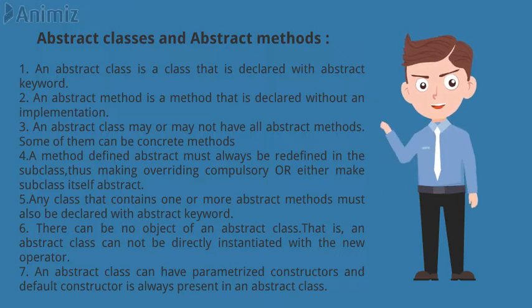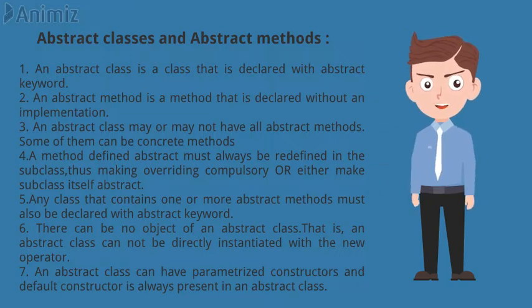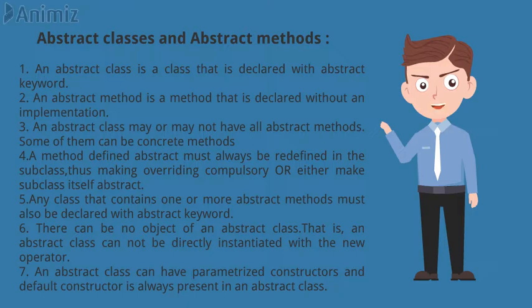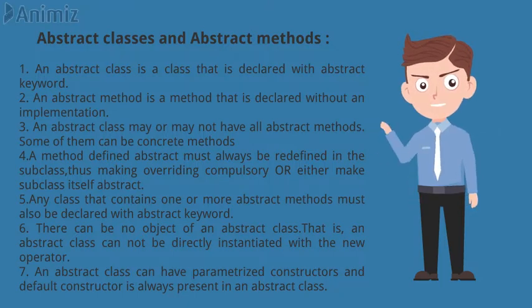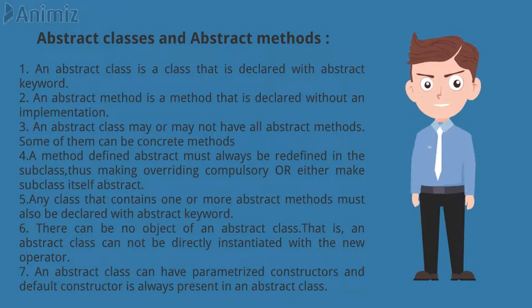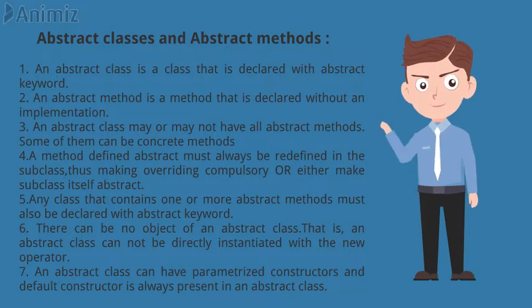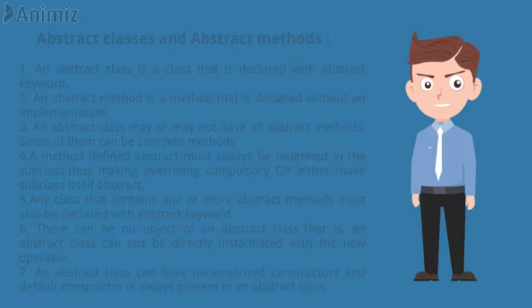6. There can be no object of an abstract class, that is, an abstract class cannot be directly instantiated with the new operator. 7. An abstract class can have parameterized constructors, and a default constructor is always present in an abstract class.